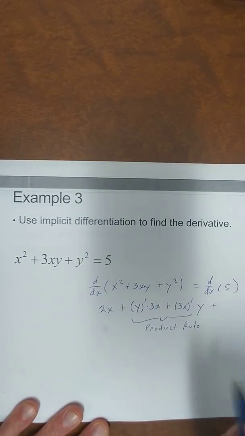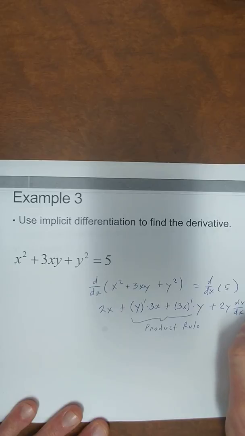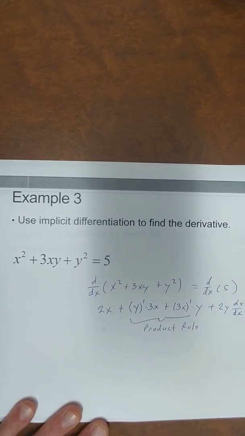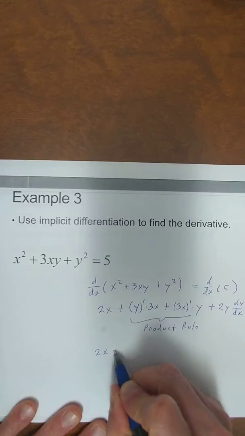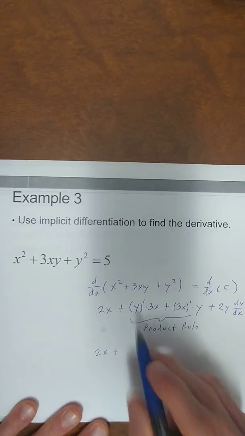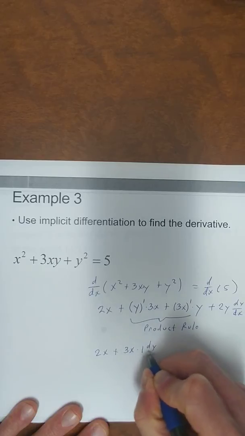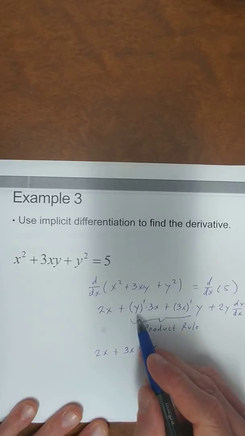And then the last term on the left is y squared. The derivative of y squared is 2y. And again, we do have to multiply by dy/dx because it is an expression of y. And the derivative of 5 is 0. We still have a little work to do with the derivative, so let's finish this out. The derivative of y is 1. And I still have to multiply by dy/dx because it is an expression of y.